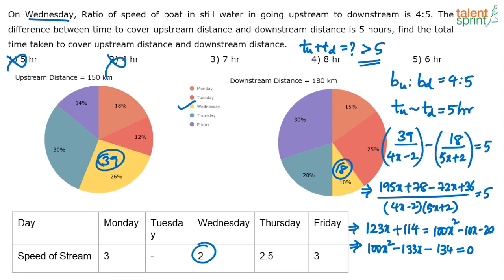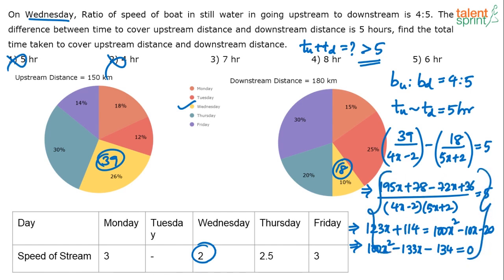What else can be done? Let's say if I take x equals 1, what happens? 4 minus 2 is 2, 39 by 2, and this is 18 by 7. No, it doesn't get cancelled. If I take x equals 2, 39 by 8 minus 2 is 6, 39 by 6 is 6.8.